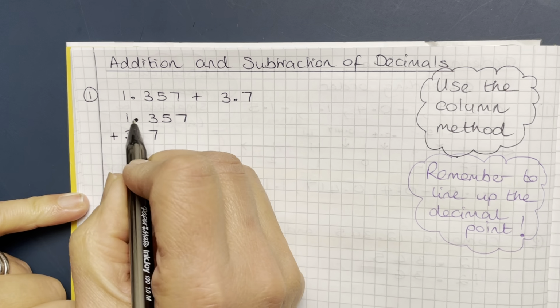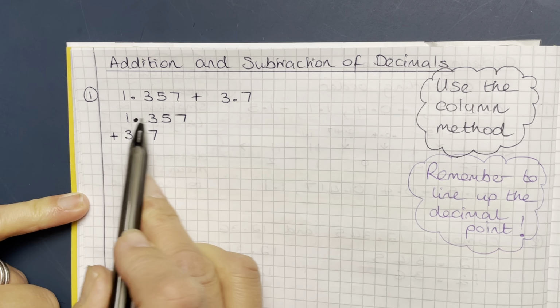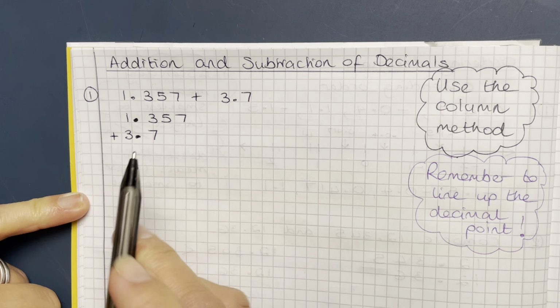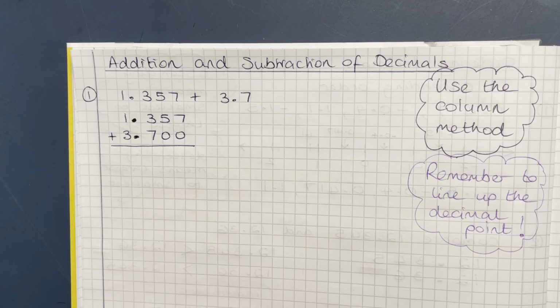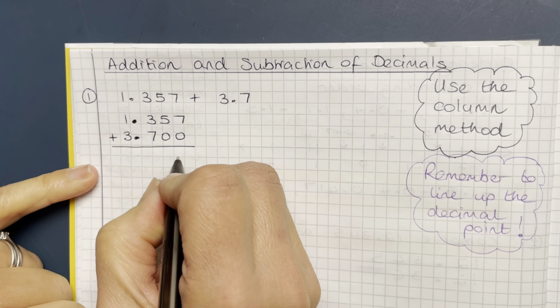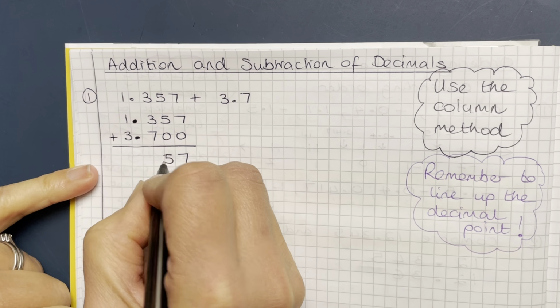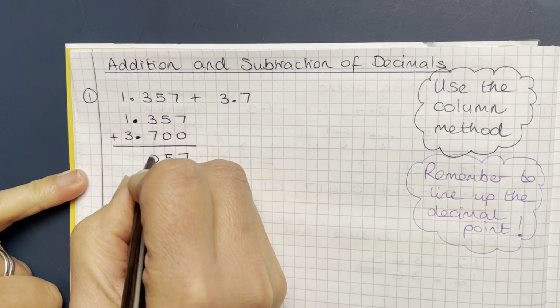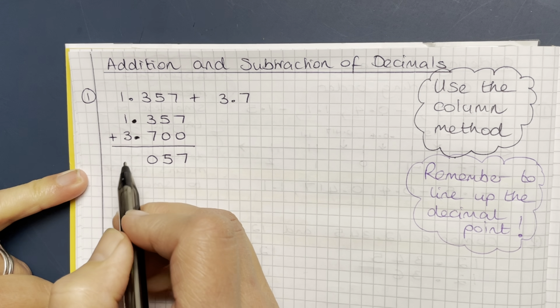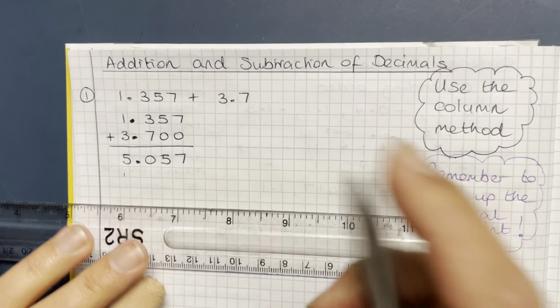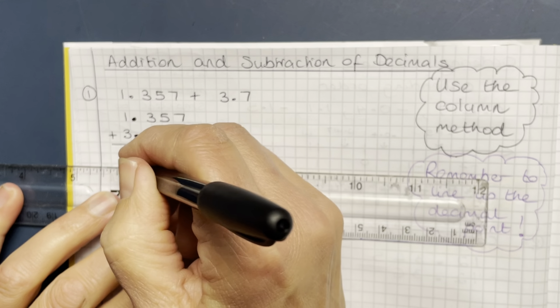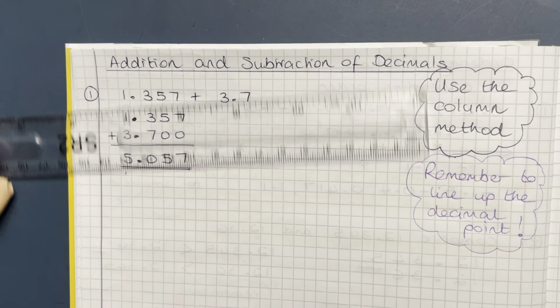But also look that we've got this number is to 3 decimal places and this one is only to 1 decimal place. So I'm going to put in some zeros here called placeholders just to make sure that we don't accidentally add up the wrong columns. So now we know that 7 plus 0 is 7, 5 plus 0 is 5, 3 plus 7 is 10, carry the 1, 1 plus 3 plus 1 gives me 5. So we've got 5.057 for our first answer.